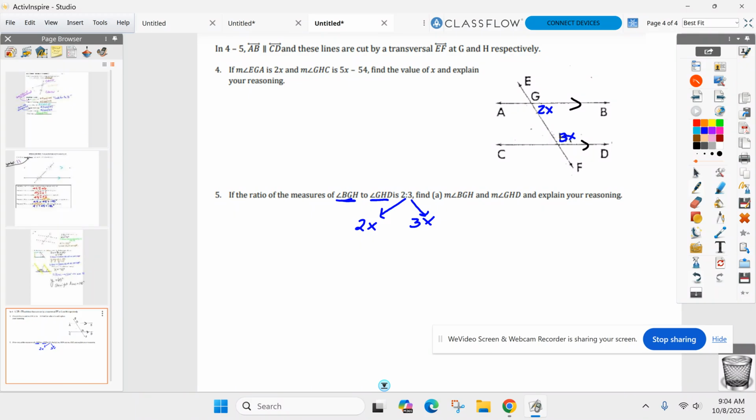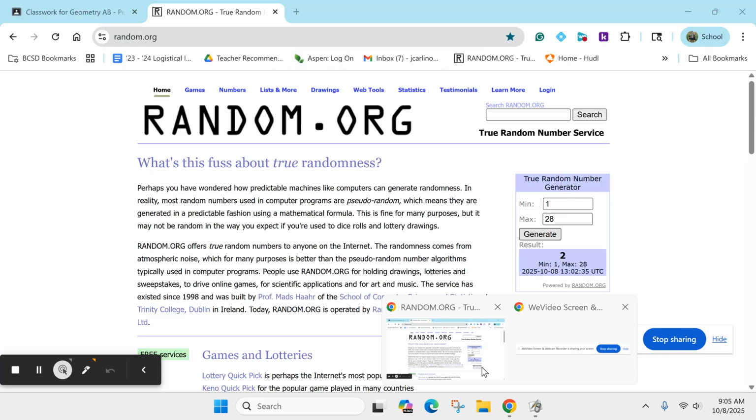So hopefully you have a 3x here, and I had 2x there. BGH is 2x, and then a 3x at GHD right there. Now you've got to know, what are they? That's your turn now. What are they? Inside, outside, same side, alternate? Because that's going to be the key to what I do with 2x and 3x. What type of angles are those from today?